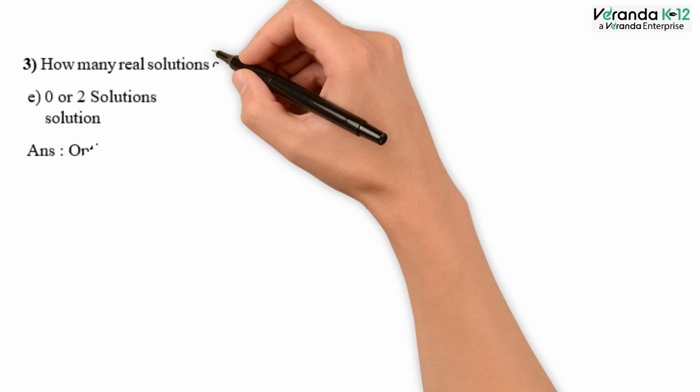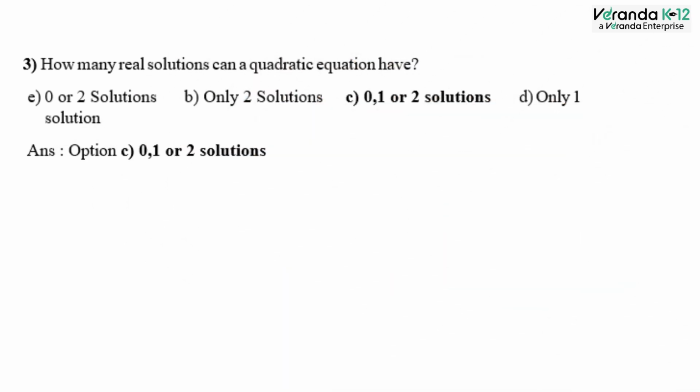Third question. How many real solutions can a quadratic equation have? Option A, 0 or 2 solutions. Option B, only 2 solutions. Option C, 0, 1 or 2 solutions. Option D, only 1 solution. Since a quadratic equation has the highest power to be 2, the solution also has a maximum value to be 2. Hence, the answer is option C, 0, 1 or 2 solutions.